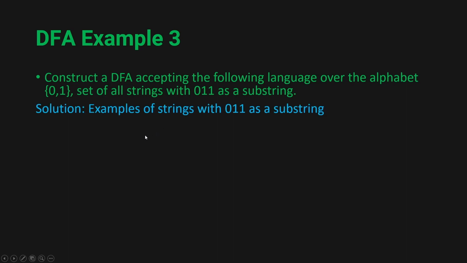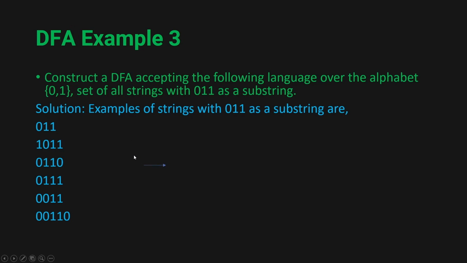So examples of strings with 0, 1, 1 as a substring are 0, 1, 1 itself. Then we have 1, 0, 1, 1, and 0, 1, 1, 0, that is in the beginning. Then we have 0, 1, 1, 1, then 0, 0, 1, 1, and in the middle, 0, 0, 1, 1, 0. So these are some of the examples of strings with it in the beginning, in the middle and at the end. Now we'll test out if all these strings are accepted by our DFA. So let's begin the construction.